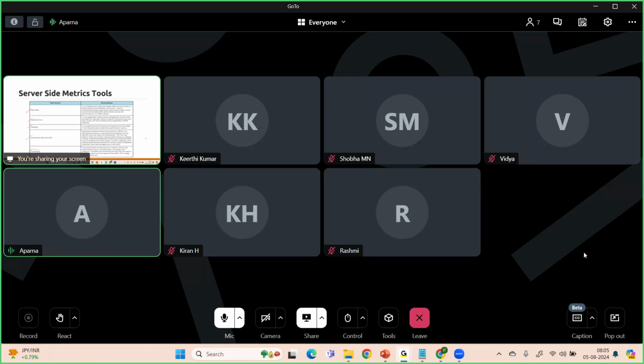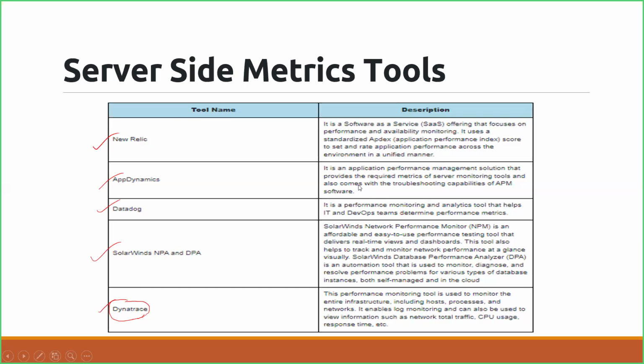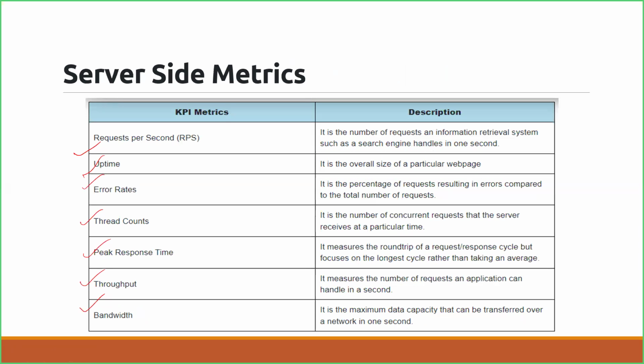And when we are talking about the server side metrics, which server are we talking about here? Are we talking about the web server or application server or the database server or all servers? Whatever may be the server where we are getting the issue. If we are seeing some issue, it may be because of the web server, or the app server, or the DB server. We need to identify that first of all.